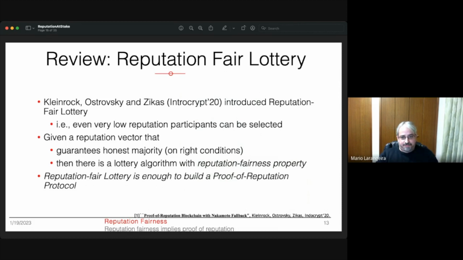So how about the other? Remember, we had two. One deals with MPC, the other deals with the proof of reputation. So there's this work, and there is a typo here. It's not Intracrypt, it's Indocrypt. It deals with how to construct this proof of reputation. It says that if you have this reputation vector, you can build this reputation fair lottery, and given that, you can build this proof of reputation. And again, proof of reputation is just like proof of stake, but you have a higher probability to be selected if you have a higher reputation score.